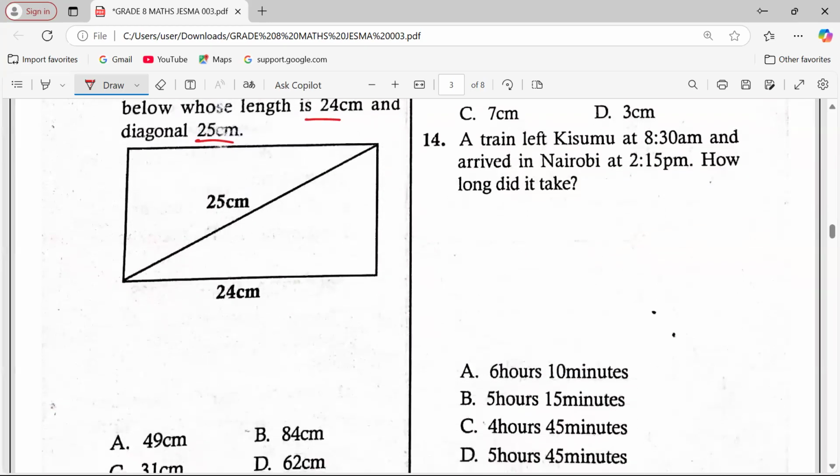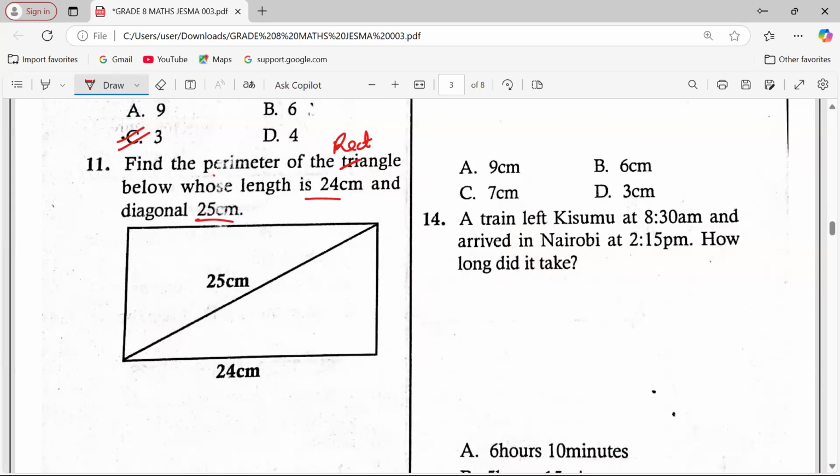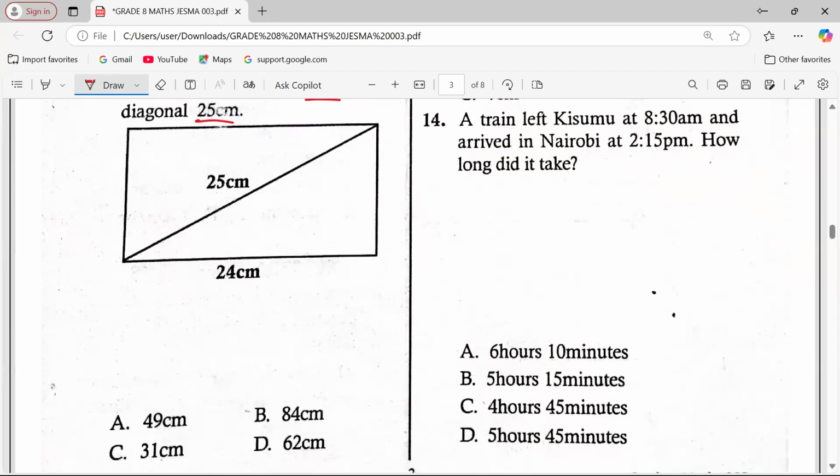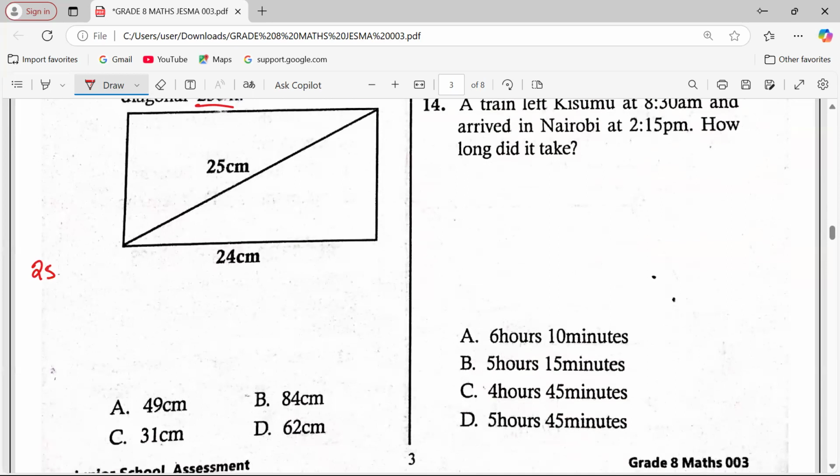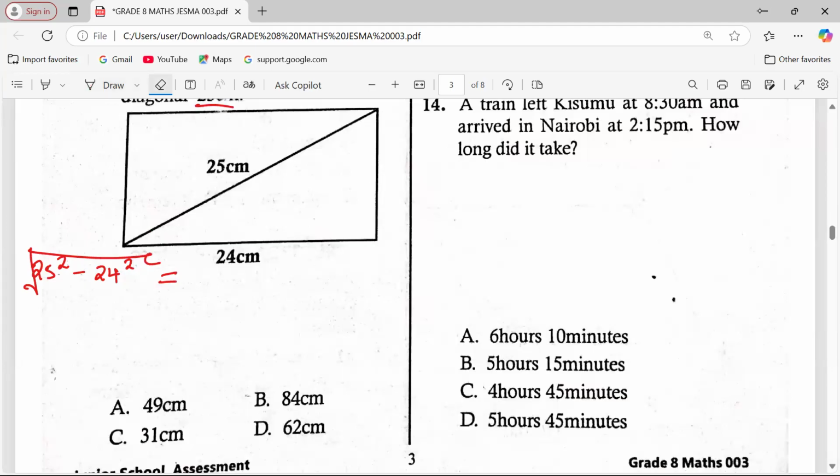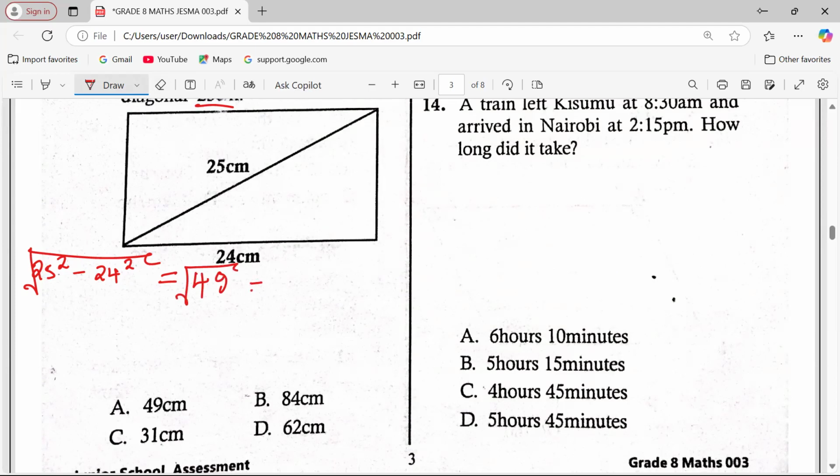Therefore, what we will do first, you know, finding perimeter is adding the sizes of the borders of a plane figure. Therefore, we need to take 25 squared minus 24 squared. Then now we take the square root. That is called Pythagoras theorem. And when we take that, we will obtain 49, sorry. We get 49. Now we are supposed to get the square root of 49. This is exactly 7. So this is 7 centimeter side.